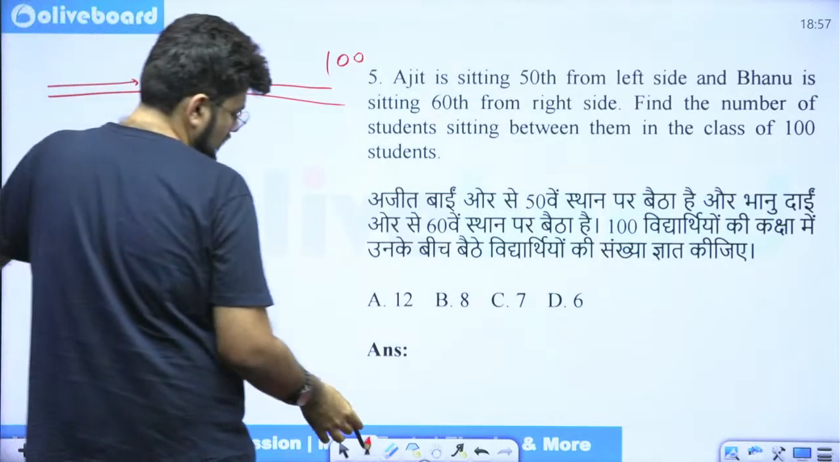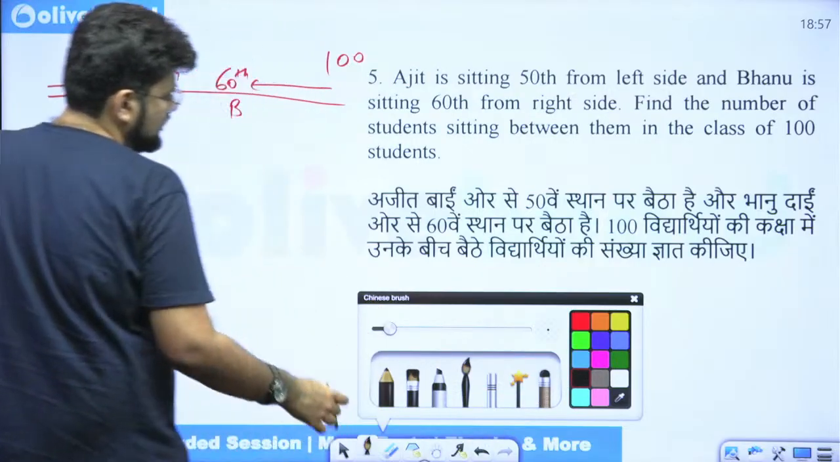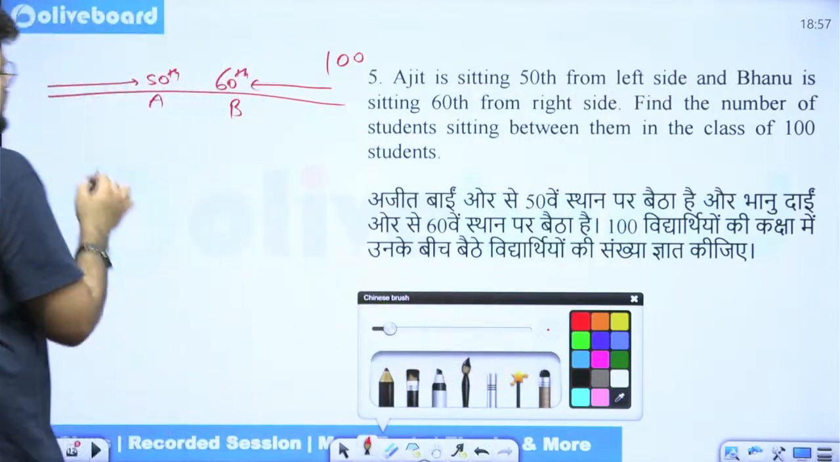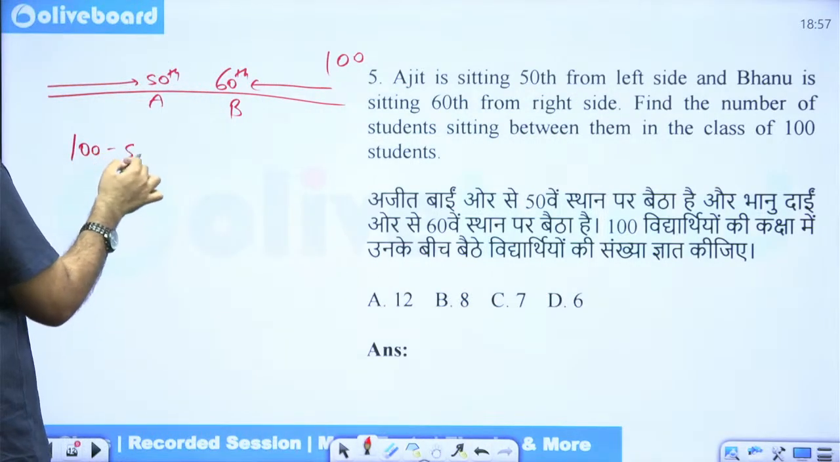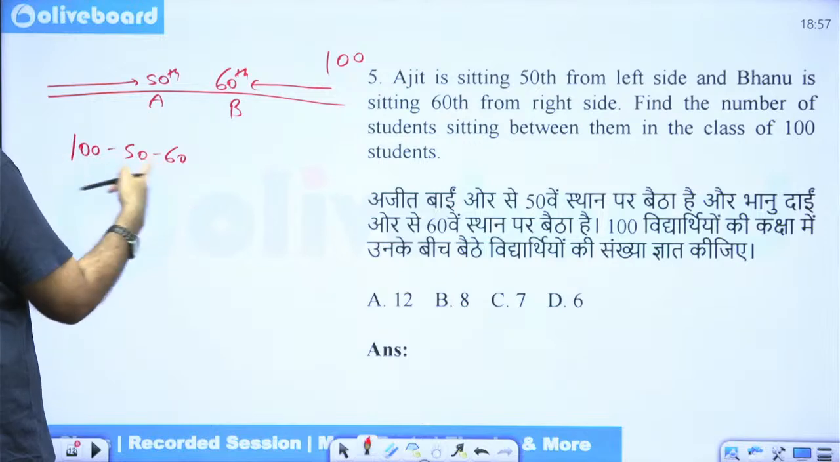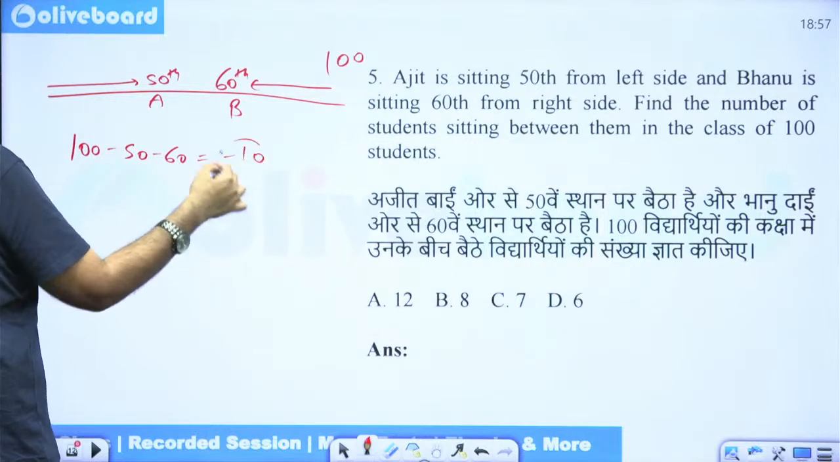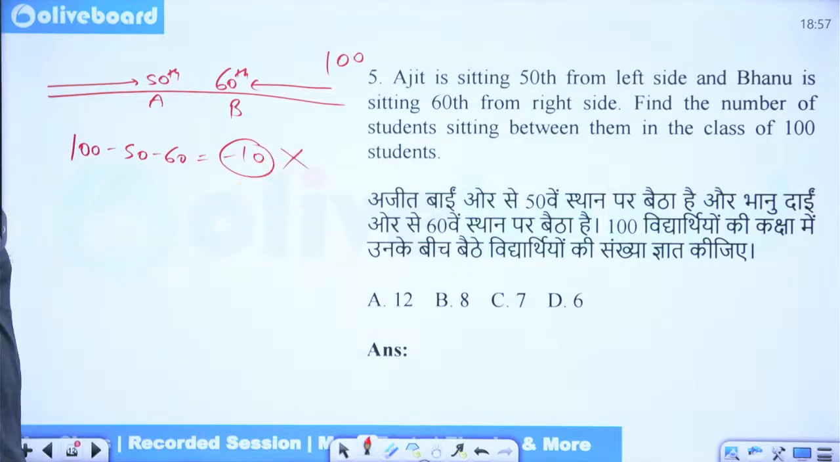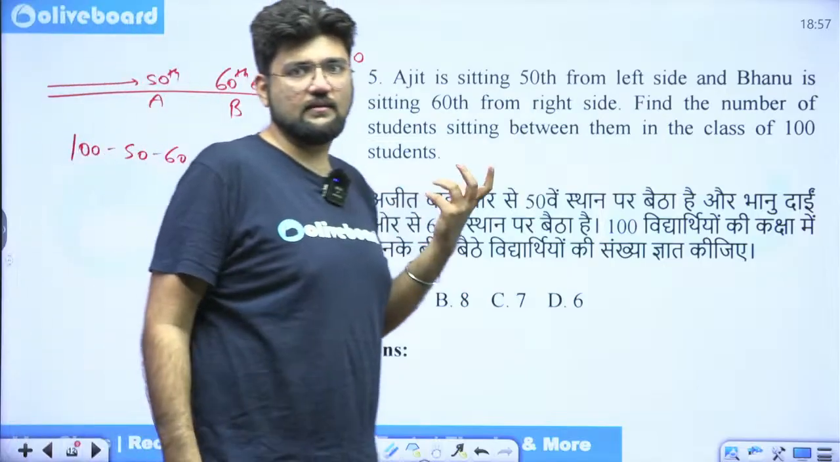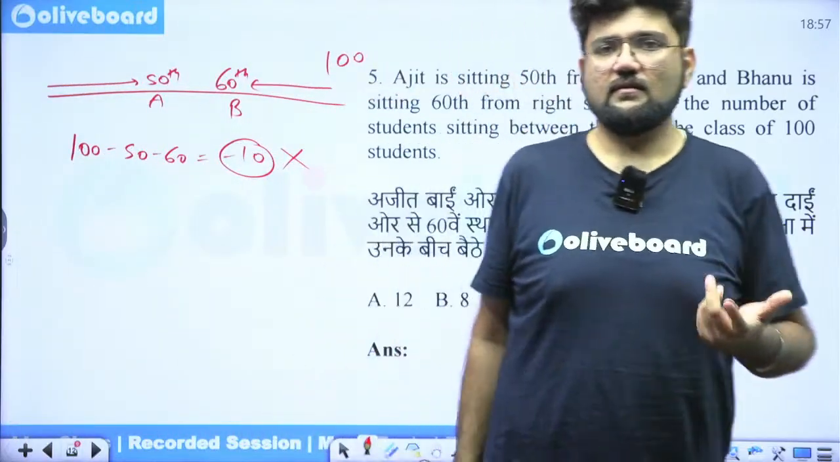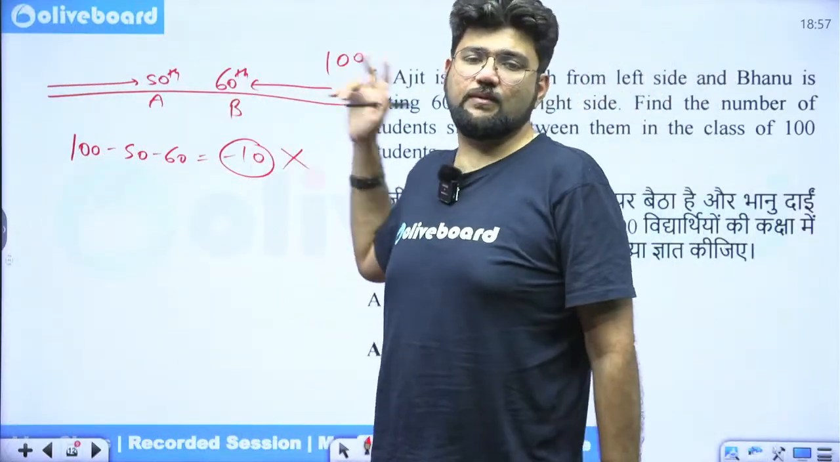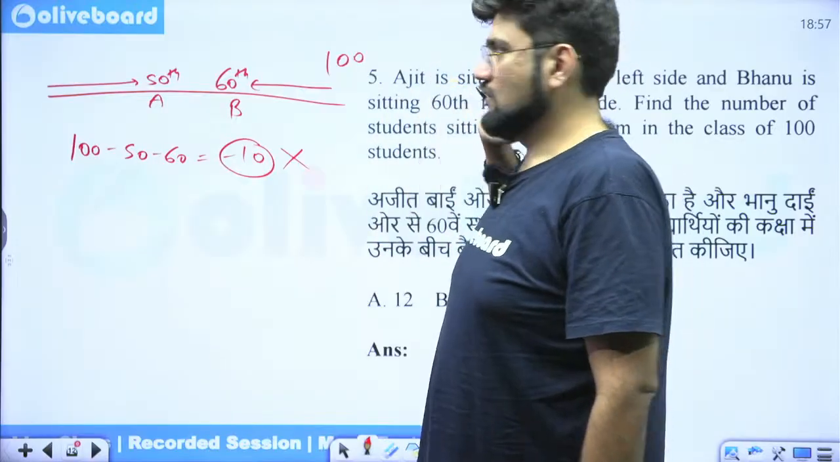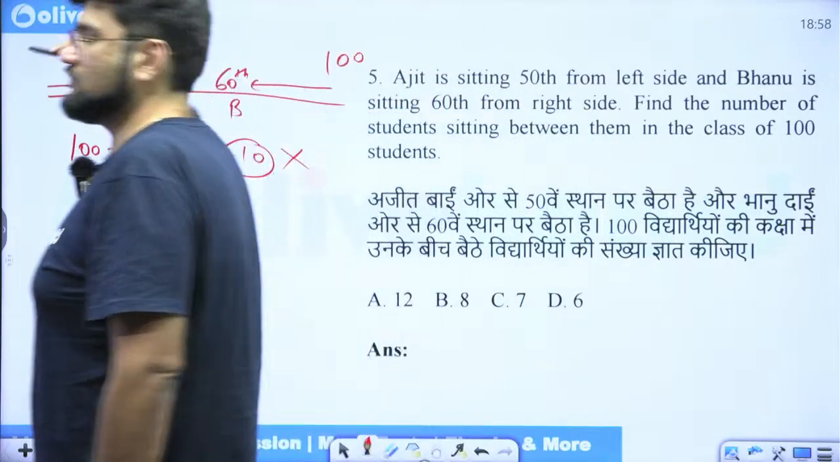The short trick told us that we can take the total and subtract both the ranks from it. But wait, if we do this, we get the answer minus 10. What is minus 10? There can't be minus 10 people between two people. Something is wrong. Okay, let's try that one formula which we were talking about.